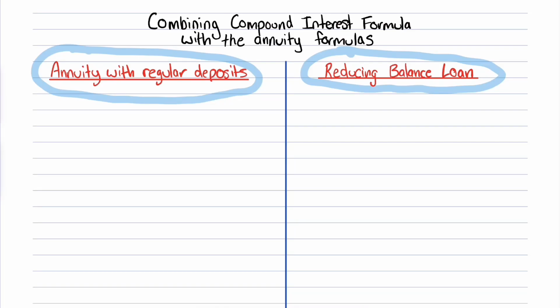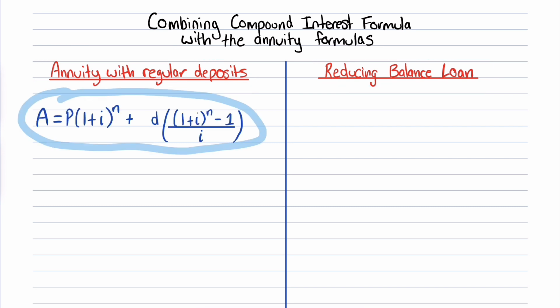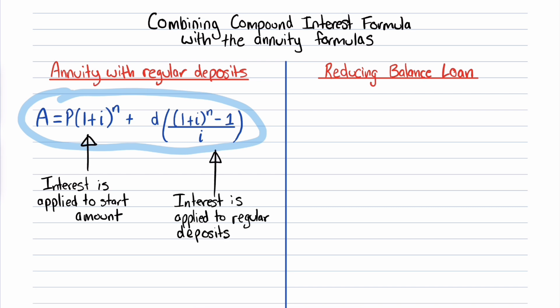What I want to talk about in this video is combining the compound interest formulas with the annuity formulas. So basically, if you've got an annuity with regular deposits with a starting amount, then you've got to combine the compound interest formula with the regular deposits formula. The reason for that is because with the starting amount, the interest is going to be applied to that starting amount. And then the regular deposits that you're making, the interest is also applied to those as well.